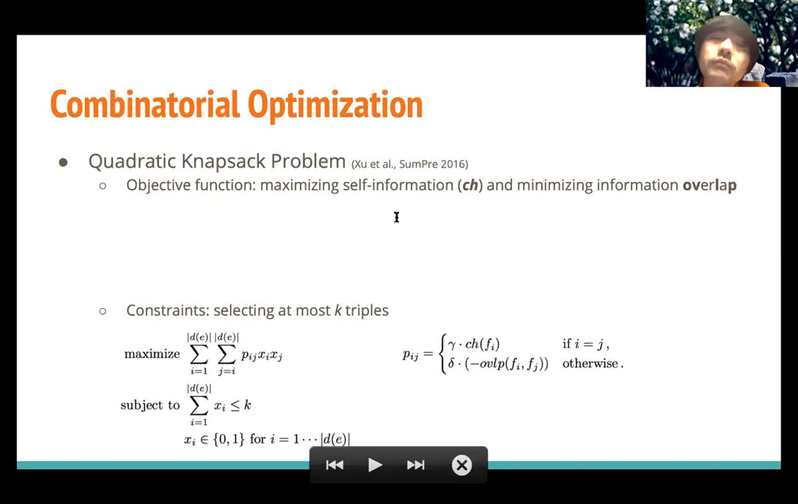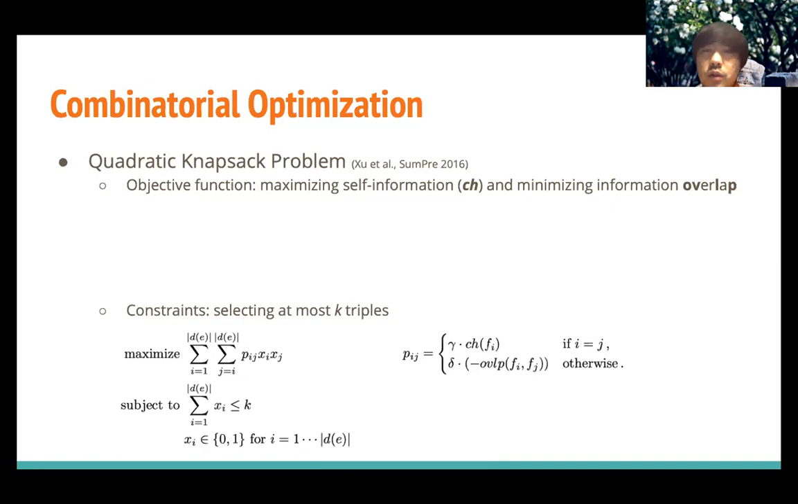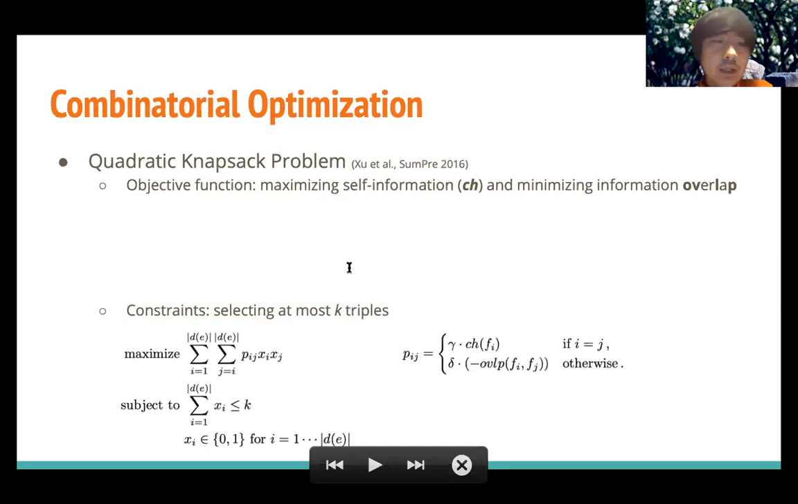informative triples. But on the other hand, if i and j are not equal, which means we are considering a pair of different triples, here is a minus, so we are actually minimizing the overlap between the two triples, which means we want to minimize the overlap between triples selected into a summary. In this way, we can improve the diversity of the summary. Okay?